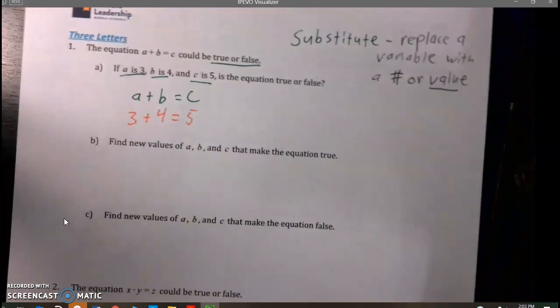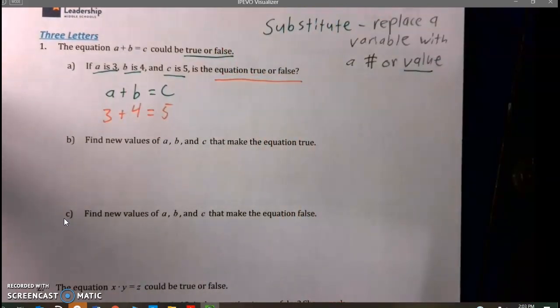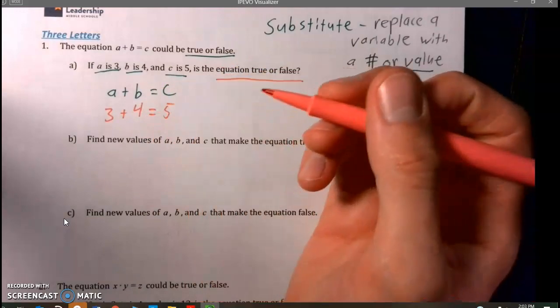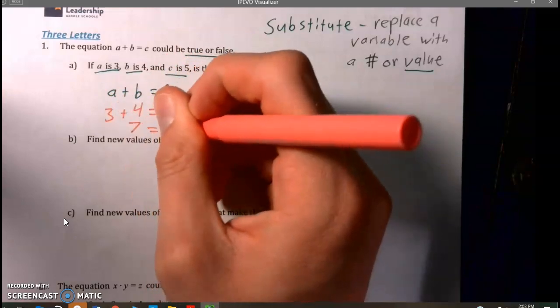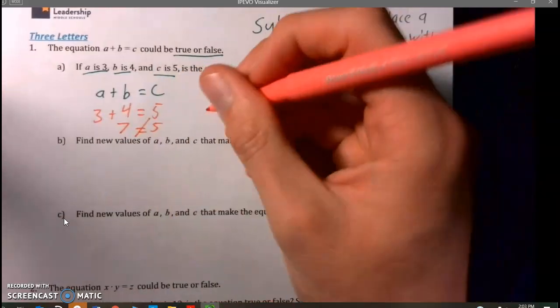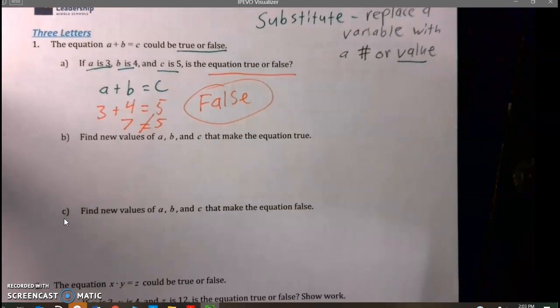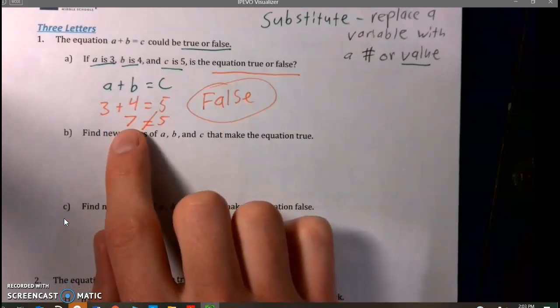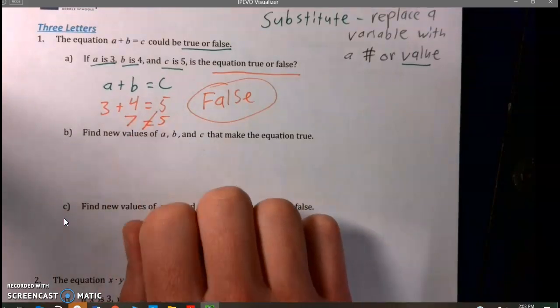Okay, so great. The question was, is this equation true or false? It says 3 plus 4 equals 5. Well, 3 plus 4 isn't 5. 3 plus 4 is 7, and 7 does not equal 5. So that means this equation is false. Anytime you see a true equation, that means that you will have the same number or value on both sides of your equal sign. If they are not the same, then that is a false equation, a false statement. We know 7 does not equal 5.